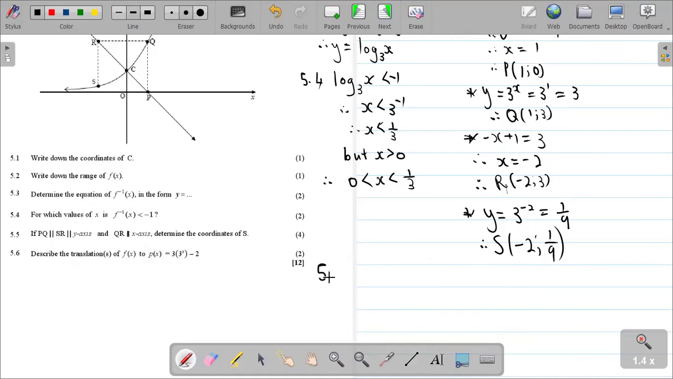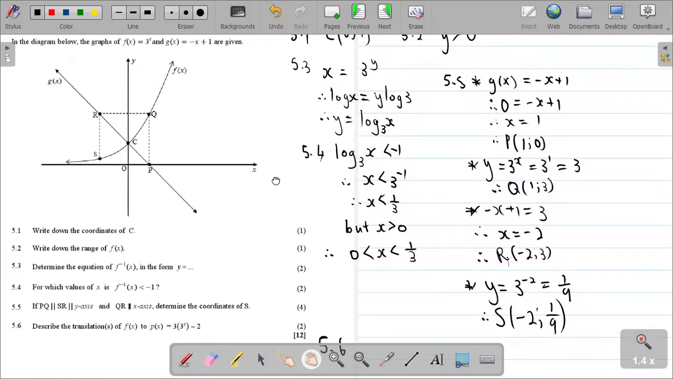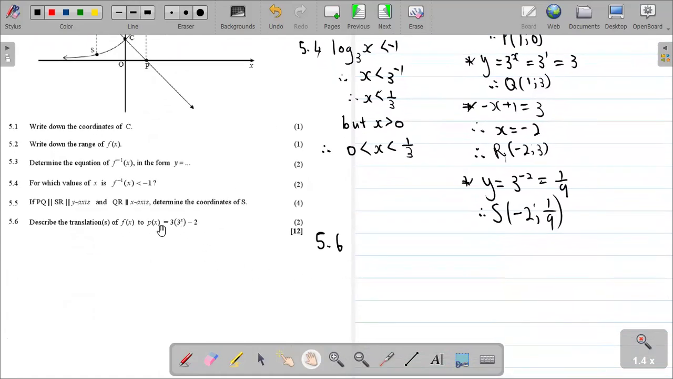Then 5.6. So again, we found S here. 5.6 is asking us to describe the translation of f of x to p of x. So p of x is here. Okay, p of x is this. So p of x will be equal to 3 times 3 to the power x, then minus 2. So it is equal to 3 to the power x plus 1, and then minus 2.